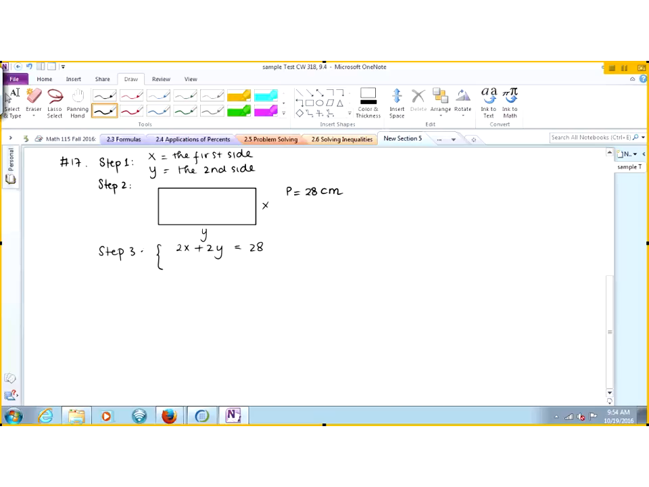Okay, which one is longer in my diagram? The y. Okay, so y minus x, what is the difference? 10, yes. So this is easy, right? The longer minus the shorter is equal to the difference. Or you could say y is equal to x plus 10. Same thing, isn't it? Either way, but the easier one would be the longer minus the smaller equals the difference.